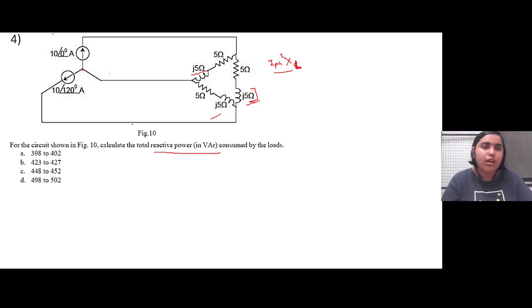So to calculate the branch currents, you can use any of the theorems. Since there are two current sources given, the easiest possible solution could be by superposition. So we will calculate for one source at a time and then compute the current in this branch. So let us draw the circuit.